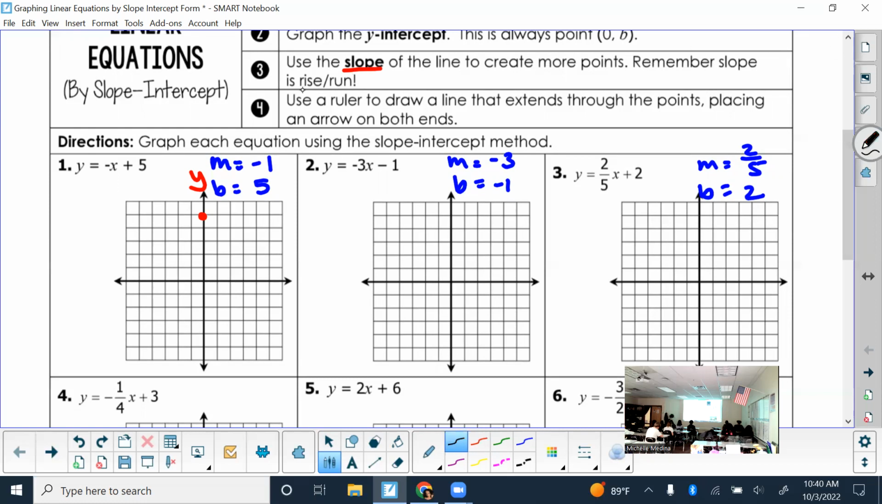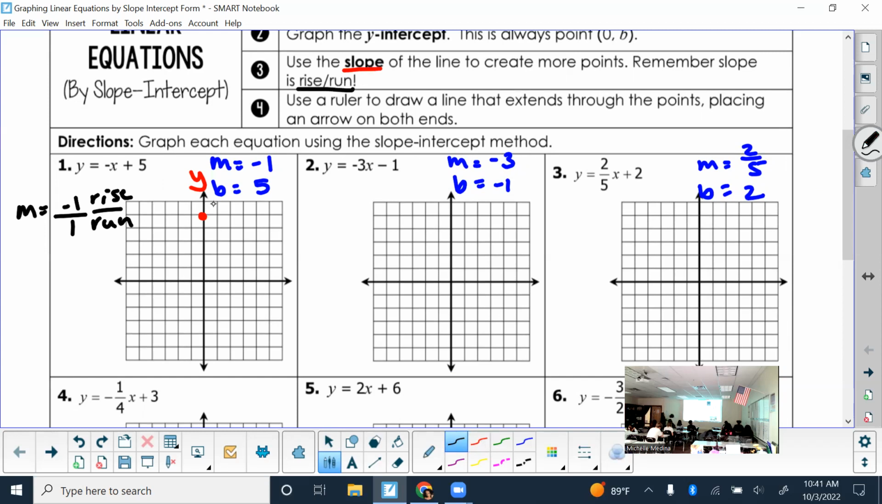Remember that slope is rise over run. So it is normally a fraction. What's my rise then? And what's my run? Your run should always be positive. Top is your rise, bottom is your run. If there's a negative, make sure the negative's on the top. That way you know if you go up or down. Your run, you'll always go to the right.